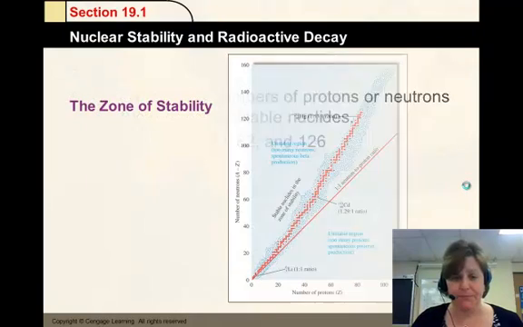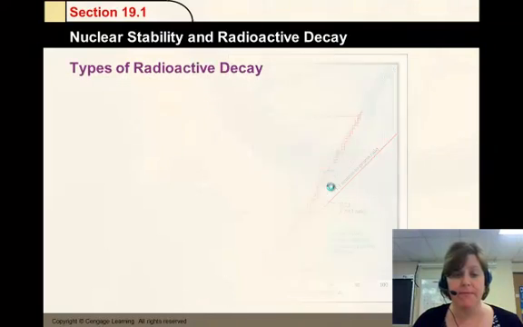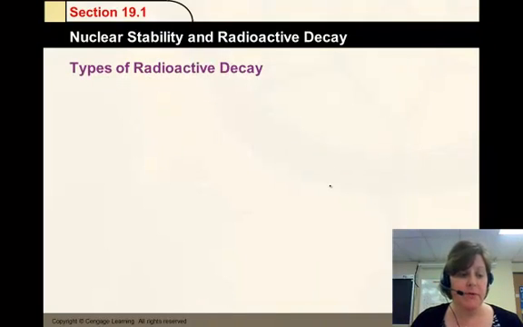Excuse me. You can see from this chart, which you can find in your book, there is a zone of stability. In other words, looking at that ratio, if it falls along the red pathway, that tends to be the zone of stability. And for the smaller atoms, the 1-to-1 ratio tends to hold, and as the atoms get heavier, the zone of stability changes a bit. But that's just a shorthand way to think about it. There are different types of radioactive decay.